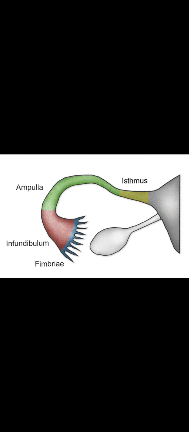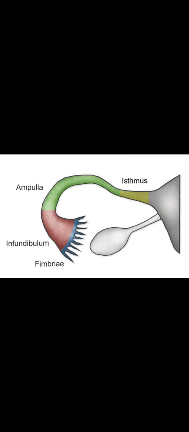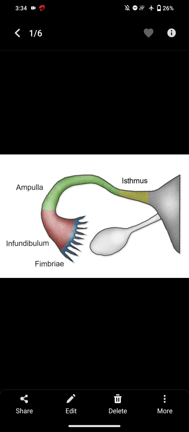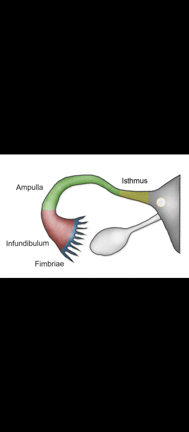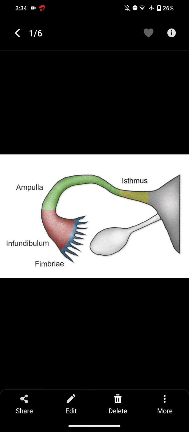Next is the fallopian tube. Fallopian tube is also called uterine tube. It starts from the fundus. See, this is the fundus. This is the fallopian tube. It is 10 centimeters. Its function is fertilization. So the ovum from the ovary and the sperm reach this fallopian tube, and fertilization takes place here, and it goes to the uterus.